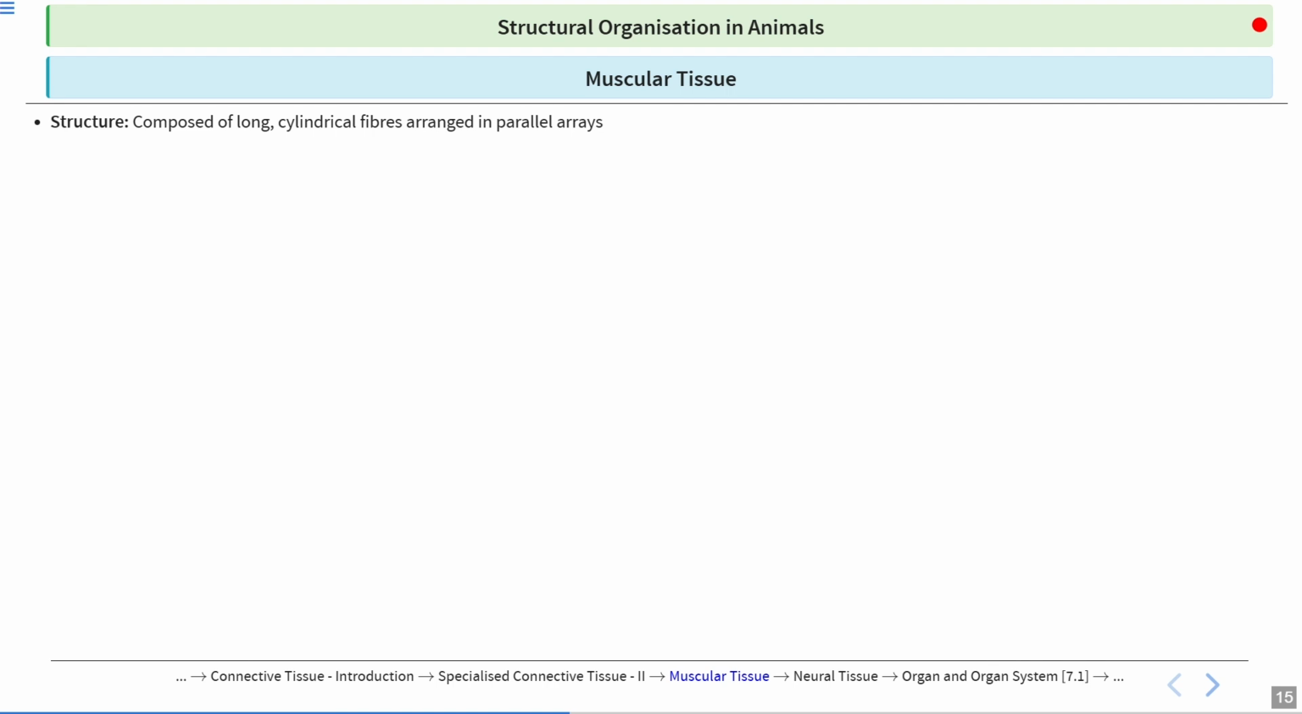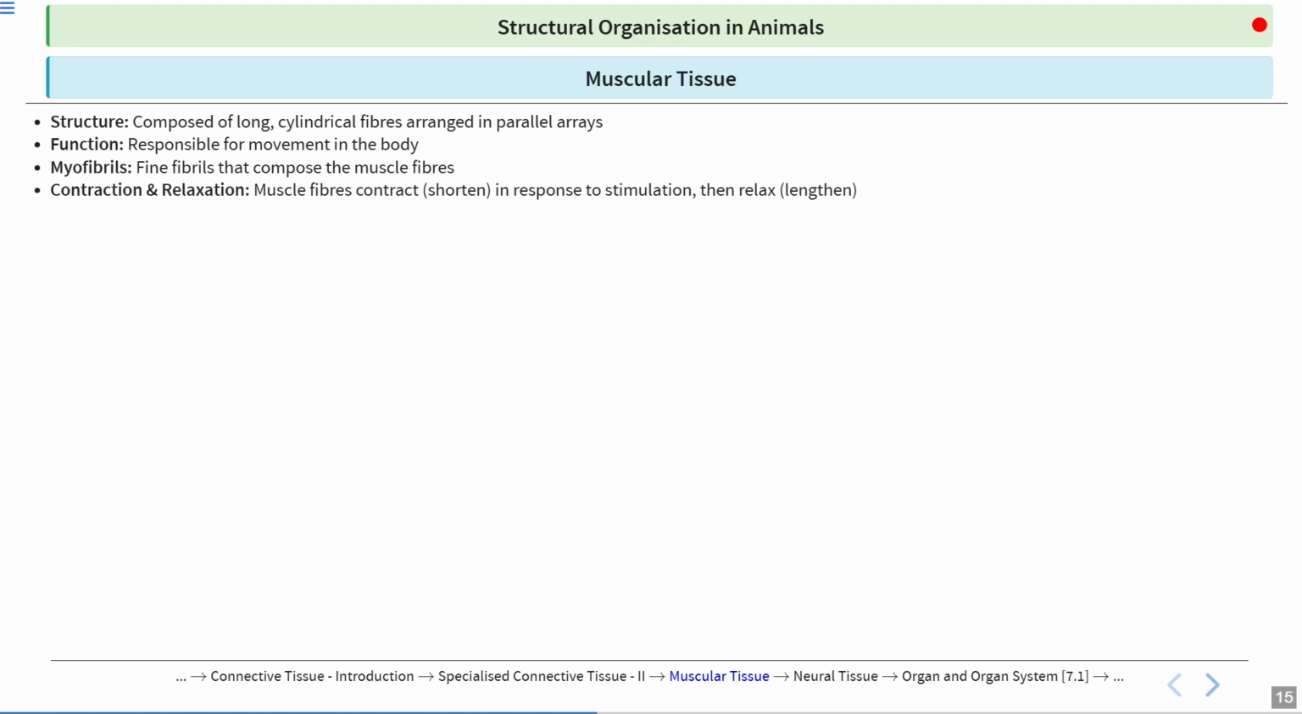Okay, muscular tissue is composed of long cylindrical fibers arranged in parallel arrays. And what is the function? It is responsible for movement in the body. So we have different types of muscular tissue: skeletal muscle and smooth muscular tissue. They have myofibrils, fine fibrils that compose the muscle fibers. These myofibrils are present inside the muscle fibers. Their function is to contract and relax. Muscle fibers contract, that is shorten, in response to stimulation, and then relax, lengthen.